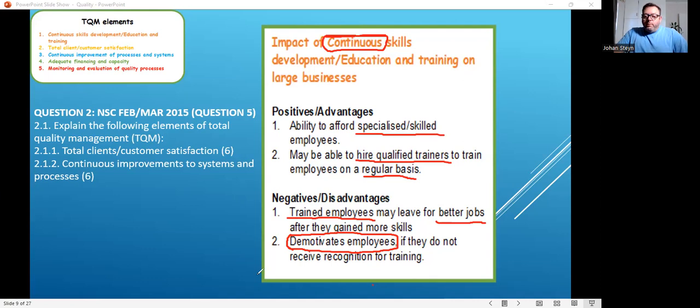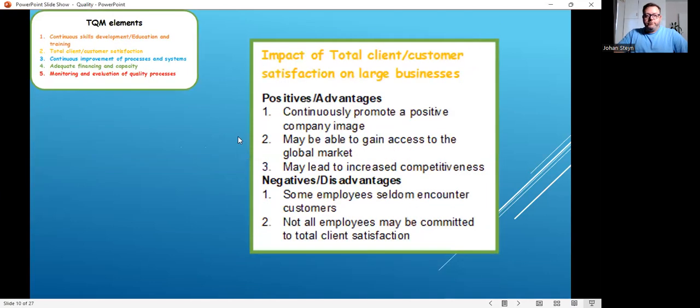So we move on to the one that the question actually asked. So total client satisfaction. So why do we need to have the customers satisfied at all times? Because they need to come back and give us more money. That's basically what it is.